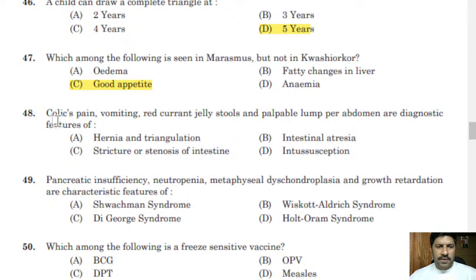Then 48th question. Colic, pain, vomiting, red currant jelly. So from here itself you can answer the question. Red currant jelly stools and palpable lump per abdomen are diagnostic features of. So here the features lead to intussusception. So red currant jelly stools are the main feature of intussusception.